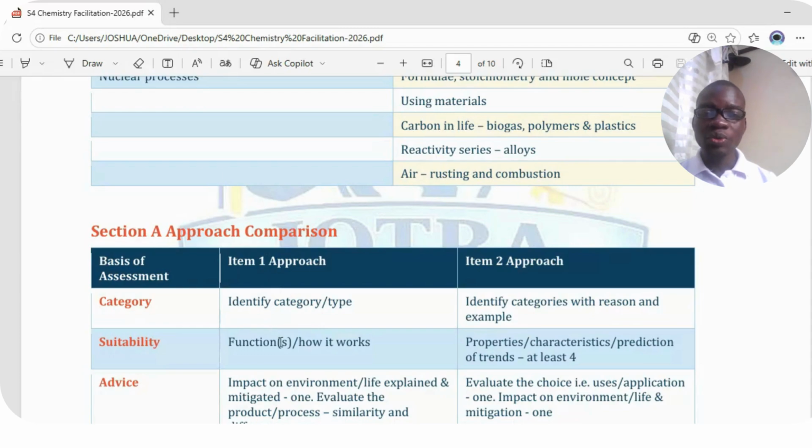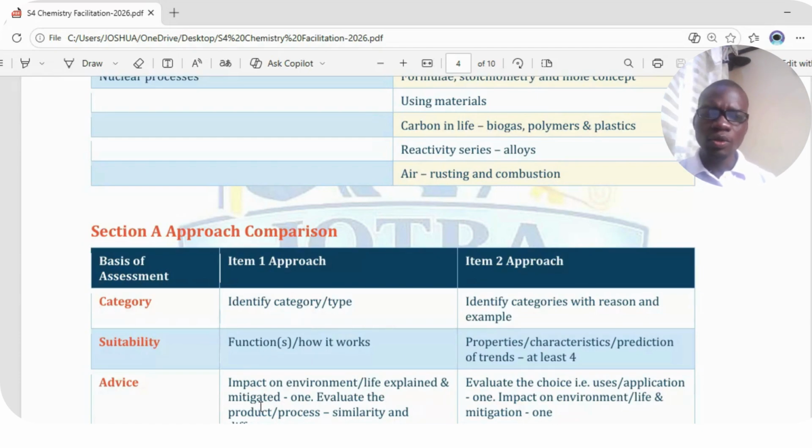Then suitability under item 1, you are supposed to give us the function or how the product works. In most cases, this is what we want for suitability in item 1. Give us the function. If they're talking about detergents, you're supposed to give us how detergents work. If they're talking about medicine, tell us how the medicine works. If they're talking about nuclear processes, either fission or fusion, tell us how it works. So that is for the case of suitability. We are going to have an example on it.